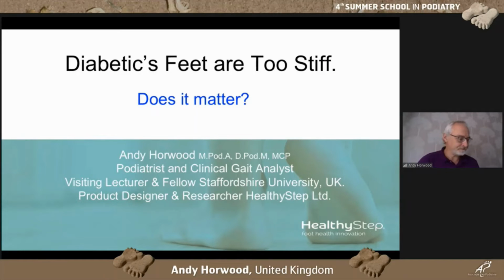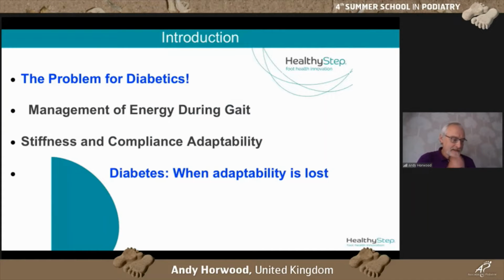Okay, so the lecture here is to consider some of the implications of tissue mechanics during gait of diabetes mellitus, around the concepts of how humans manage energy during locomotion. The ability to provide an adaptable system of changing compliance and stiffness within musculoskeletal structures is a prerequisite of locomotive health that will be disturbed in diabetes.